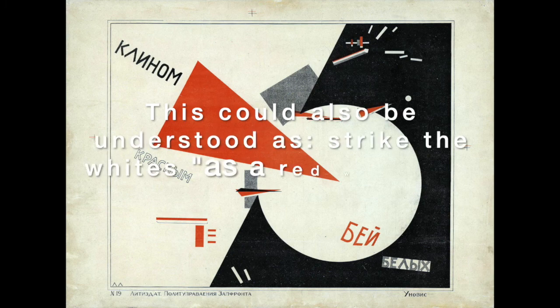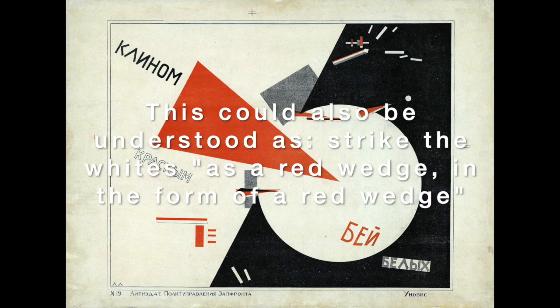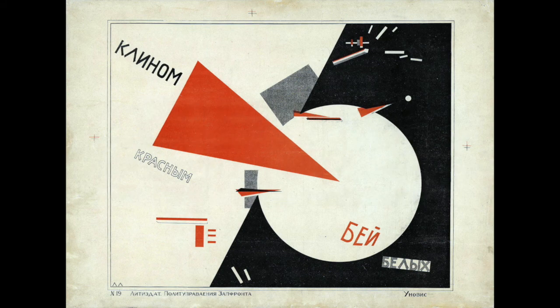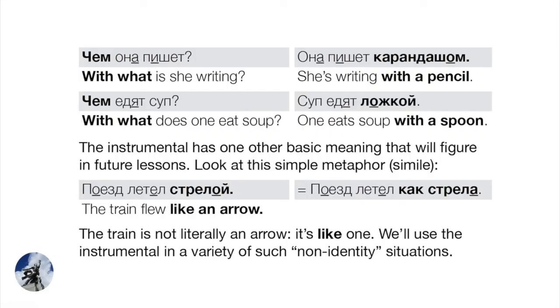Chim? Well, with what should we strike the whites? Well, with a red wedge. Krasnym klinem. That's the instrumental of krasny klin, which means a red wedge. And you see the poster literally has this giant red wedge striking at this big white circle.